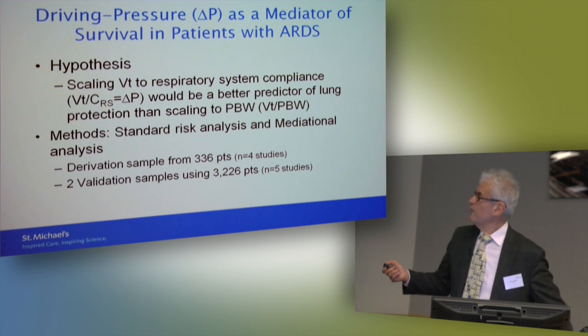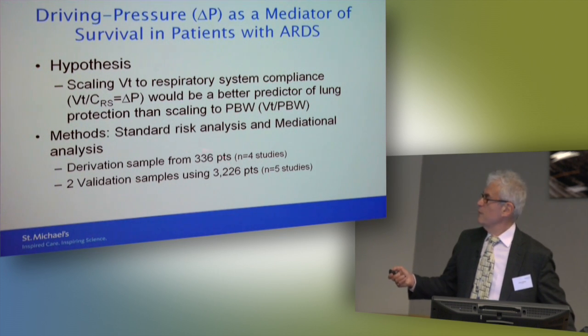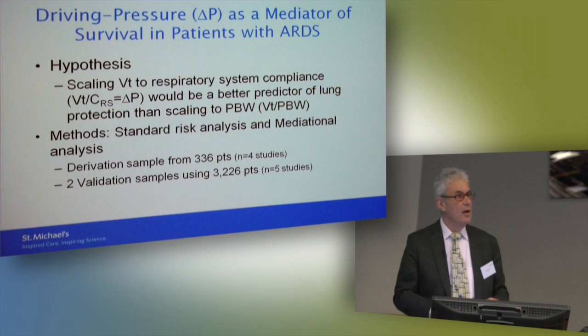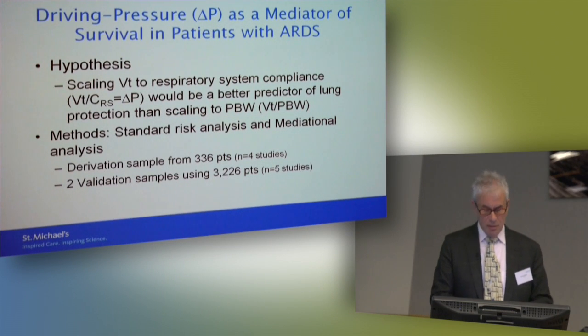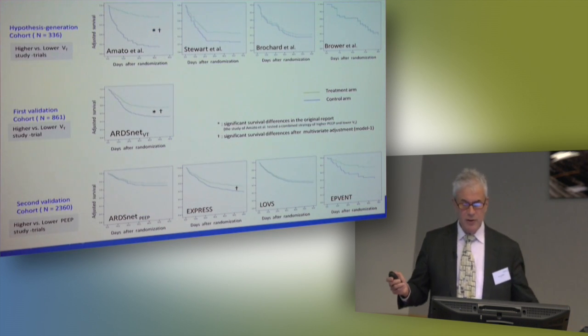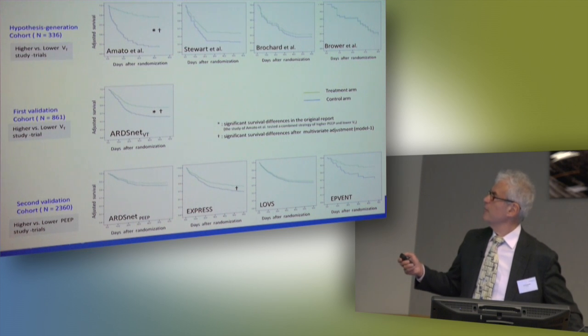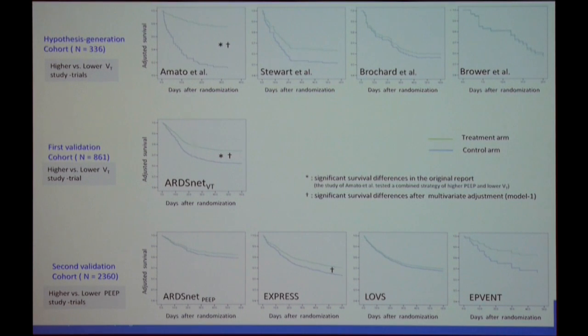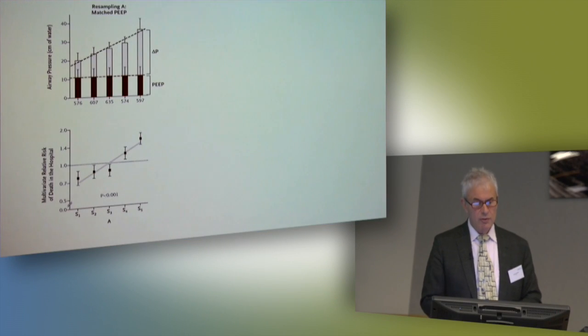The derivation sample for this standard risk analysis was a few hundred patients based on 4 studies, and then validated with 3,000 patients. So we had patient-level data on all the major randomized controlled trials that had been published on lung protection in ARDS. This is a busy slide, and I don't expect you to read all of it, but these are the studies we used, and these are the Kaplan-Meier curves to give you a feel. I'm sure many of you know many of these studies. So what were the findings?